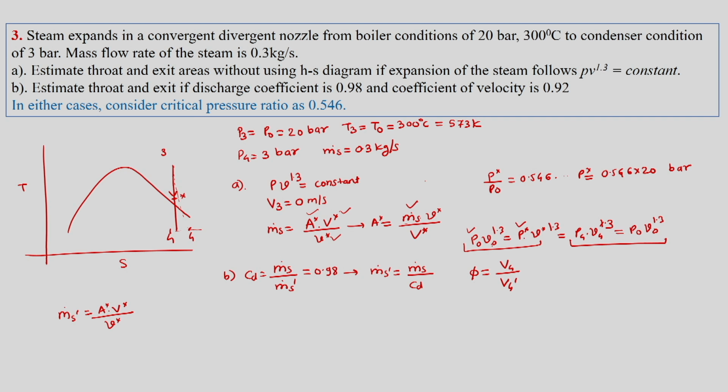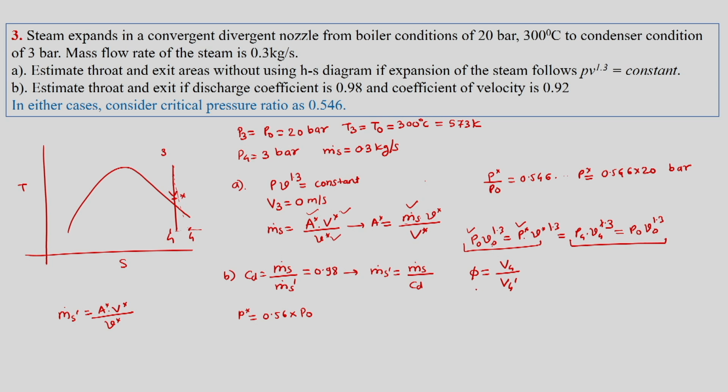We know that in either case P star is equal to 0.546 into P naught, and this is known to us, so we know the value of P star. Then we can find out the rest of the things. Here we are told the velocity coefficient V4 by V4 dash, and P star is equal to 0.546 P naught.